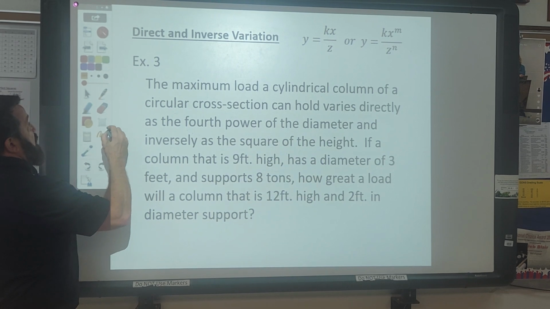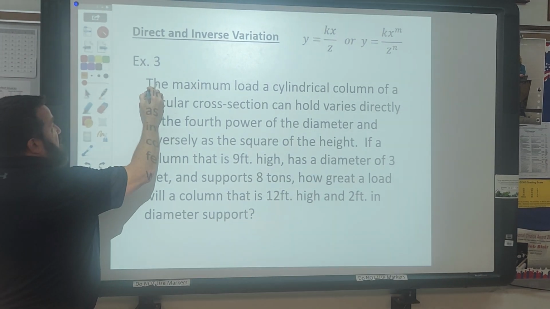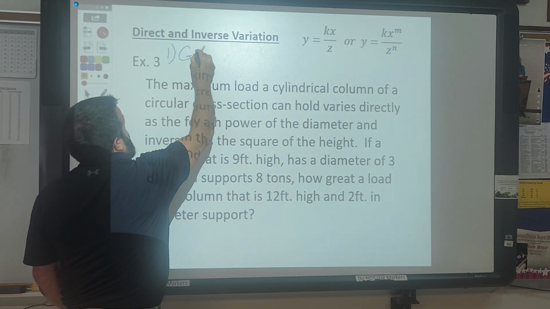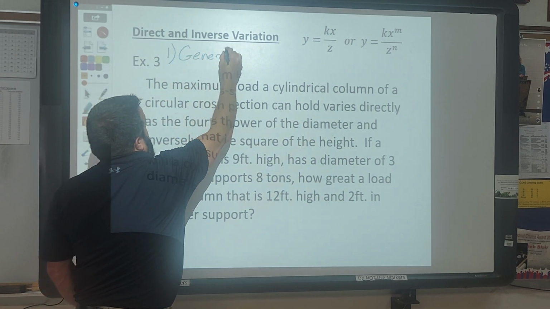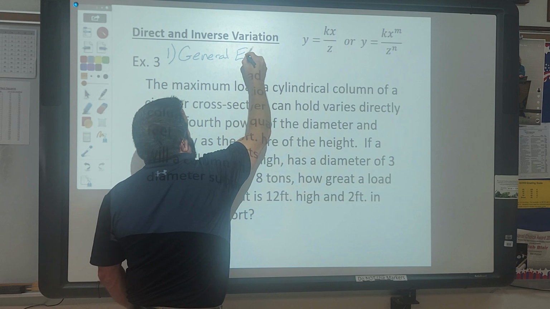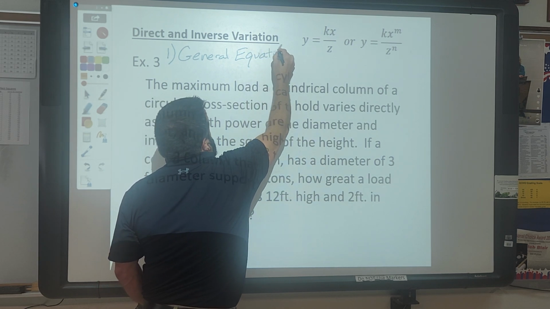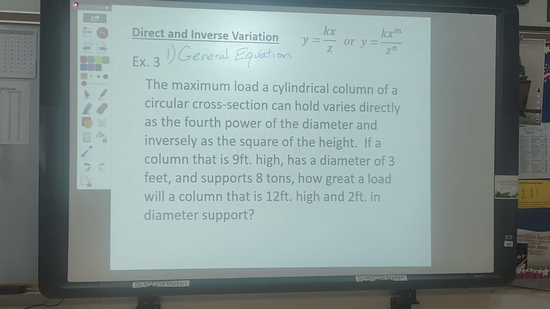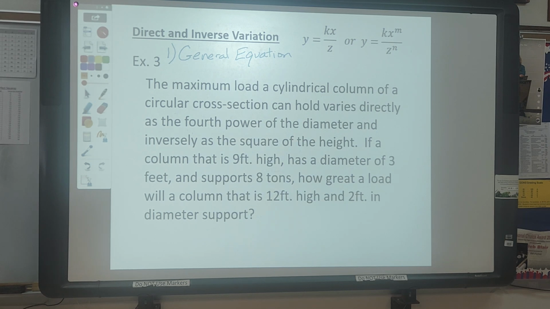So the first thing I'm looking at for step 1 is I want to come up with a general equation based off of what is being described in this problem. You won't have to write out general equation when you do this. I'm writing it out so that you know what I'm planning on doing. If you just write down step 1 and then write down your equation, that's perfectly fine, okay? But I'm writing down general equations so that you know what I'm calling it, the terminology I'm using.